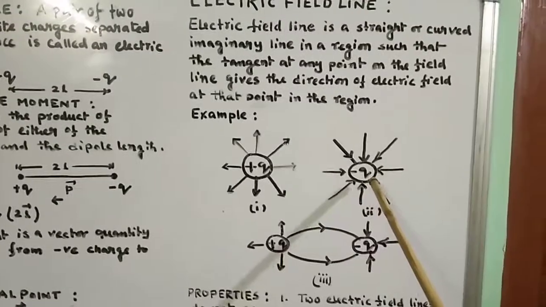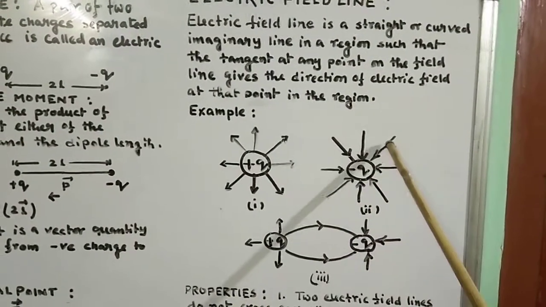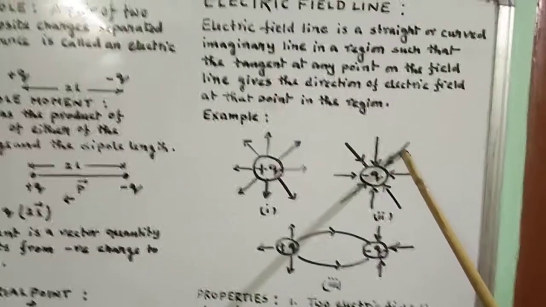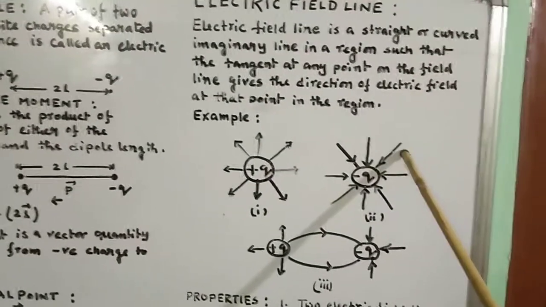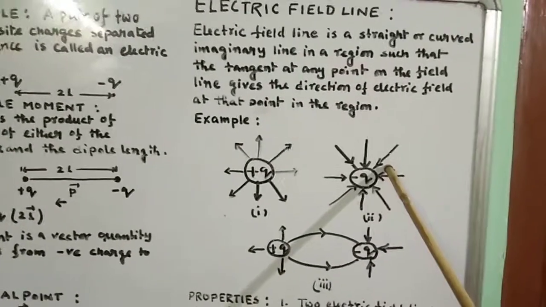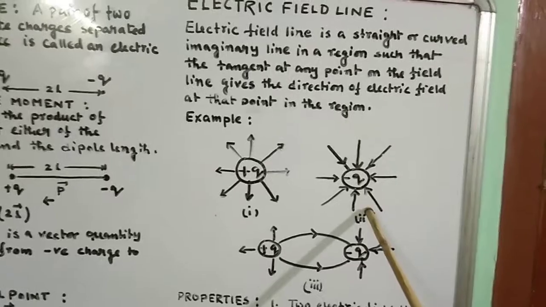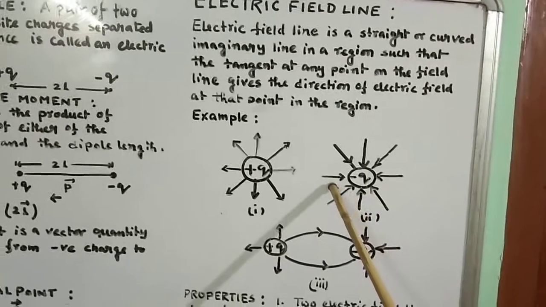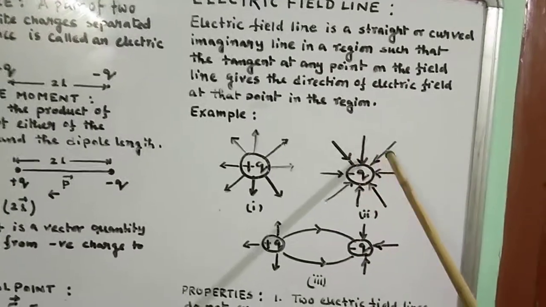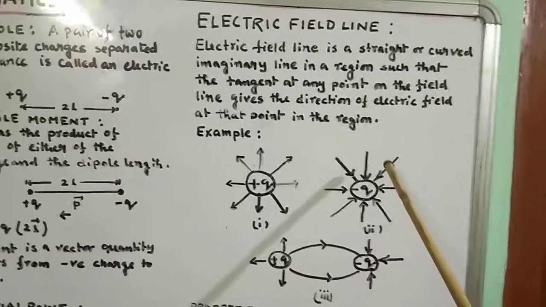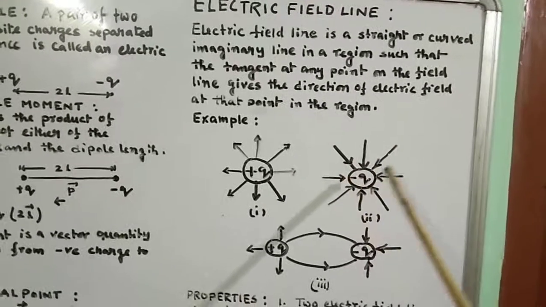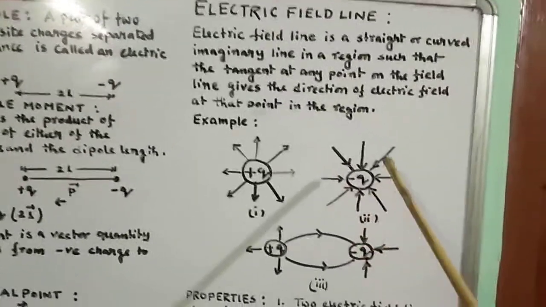Similarly, if we consider a negative source charge and place a unit positive charge here, that unit positive charge gets attracted by the negative source charge. So the direction is towards the source charge, which is negative in nature. This arrow defines the direction of the field intensity. So electric field lines are nothing but imaginary lines to predict the direction of the field intensity.